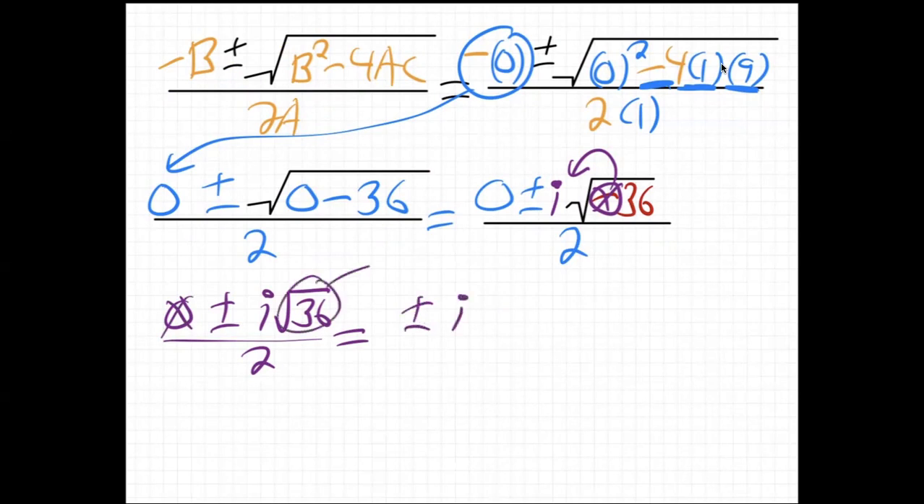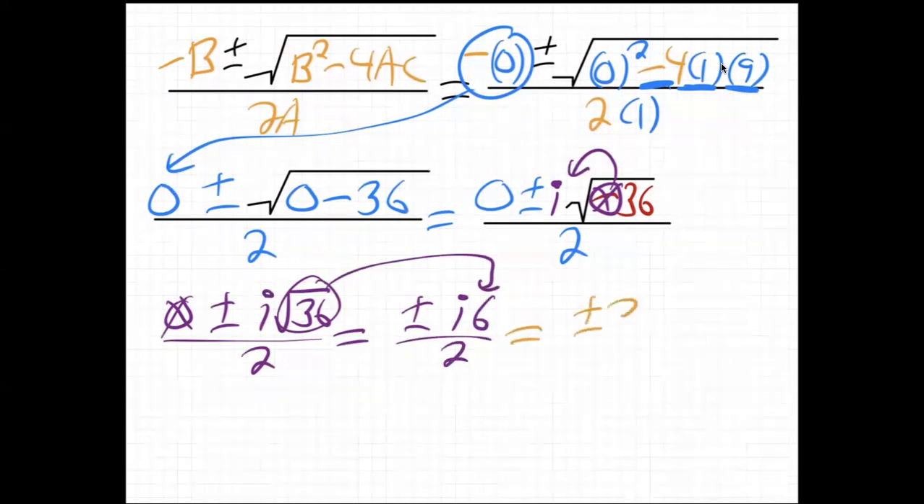So it's just plus or minus i. And what's the square root of 36? It's just 6 over 2. And then that's plus or minus 3i, right? 2 goes into 6 3 times. Plus or minus 3i. So those are the other two factors. So the roots. Those are the other two roots.